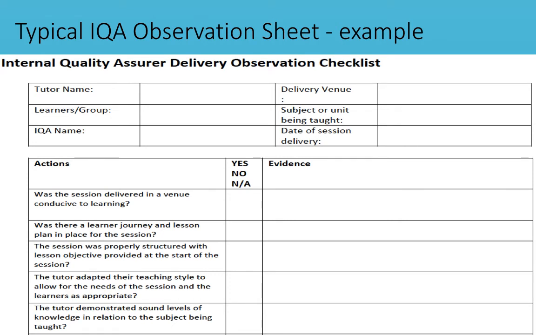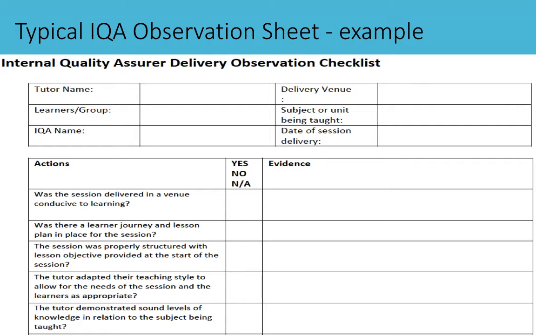So here is a little part of an example of an IQA observation checklist for observing delivery. So it's got plenty of information in there about who the tutor is, where the venue is, who the learners are, who the IQA is, the subject or unit or qualification being taught, and what date this session that is being delivered was on. And then you've got space there on the left hand side that shows the actual different sort of levels or criteria you're marking that deliverer against, and then you can confirm whether they've done those things or not, and then right on the right hand side what you've seen to support your observations and so on.